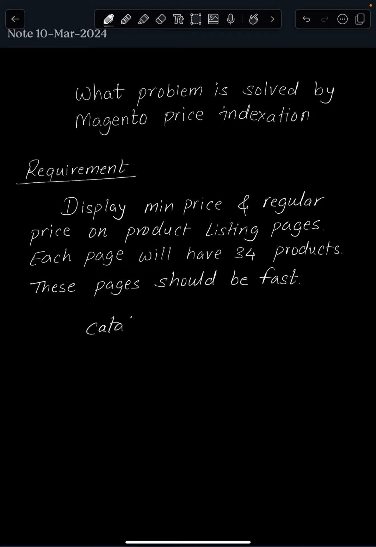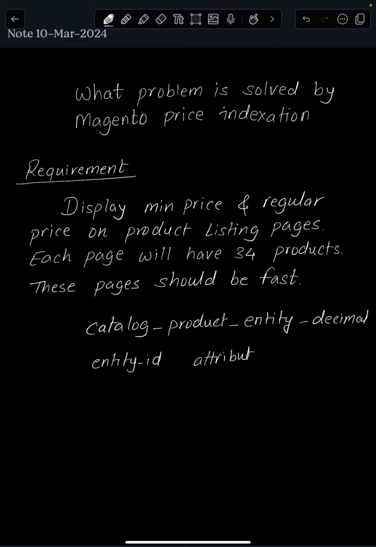So catalog product entity decimal. This is the table where you are storing all your prices, where you have entity ID, which is actually the product ID, then attribute ID. This is going to be the same for all prices because price is only one attribute. Assume for now, say it is 90, right? And then you have value, which is actually the price.